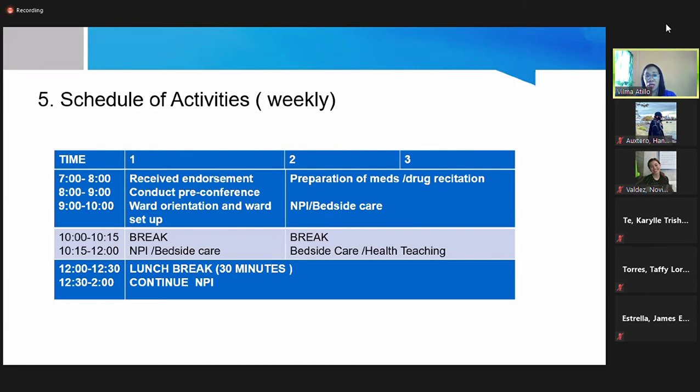Pag binigyan ka ng isang pasyente lang, you have to be sorry to yourself. Ay, hindi talaga ako magaling kasi isa lang ang pasyente ko. Pero ang iba, baligtad ang estudyante. Pag binigyan ka ng isa, tuwang-tuwa yan. Pag binigyan ka ng dalawa, galit na galit. Galit na galit sa CI.